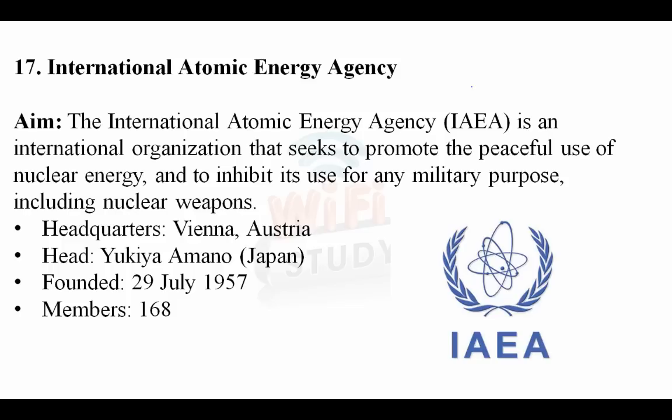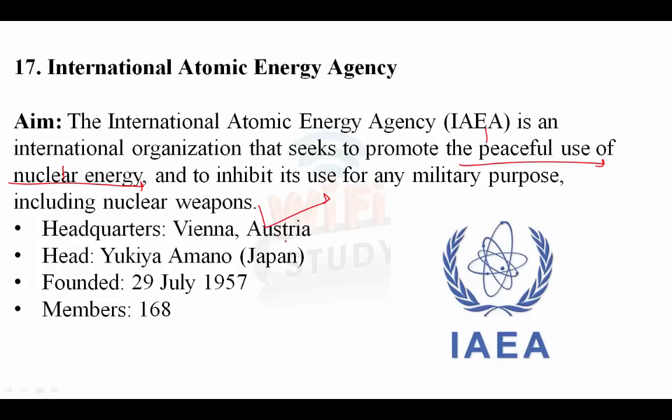International Atomic Energy Agency, that is IAEA. It is an international organization that seeks to promote the peaceful use of nuclear energy. Okay, this organization is a watchdog of nuclear energy. Okay, its main aim is to prohibit the use of nuclear energy for military use. Okay, so these are a few aims of this organization, and its headquarters is in Vienna, that is in Austria.